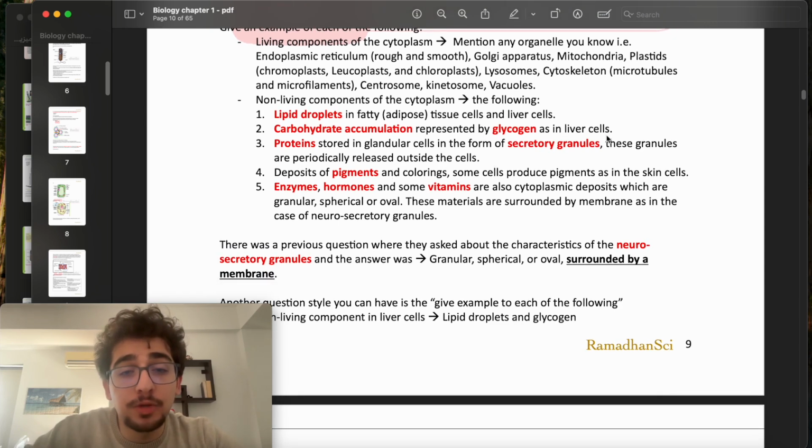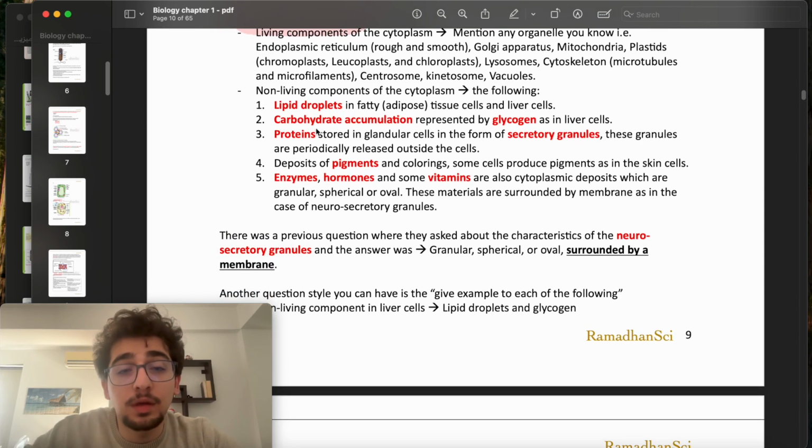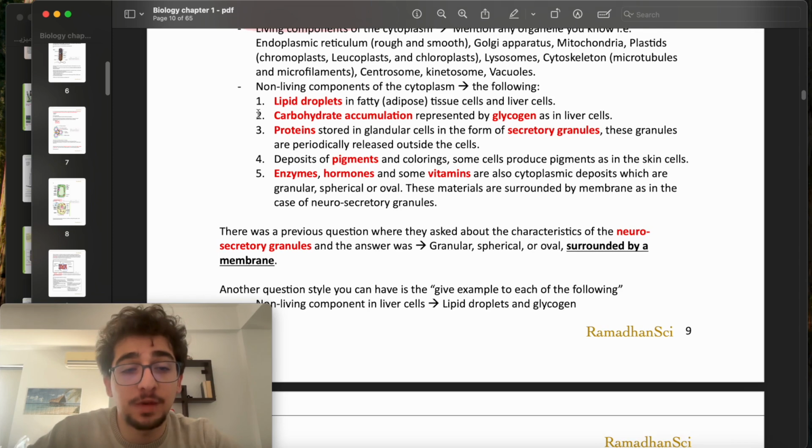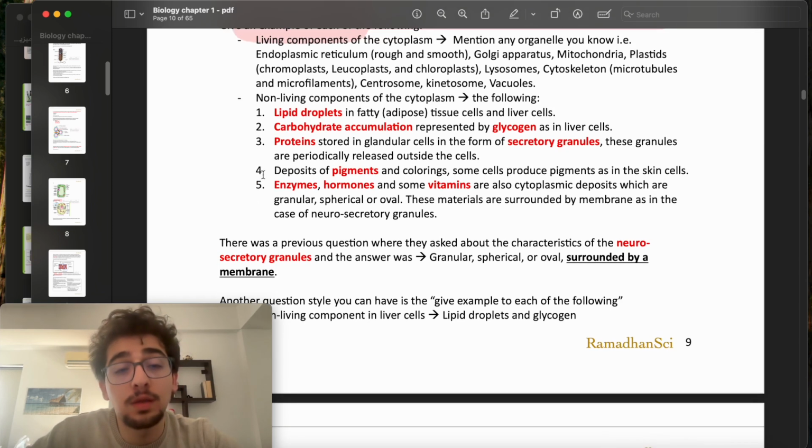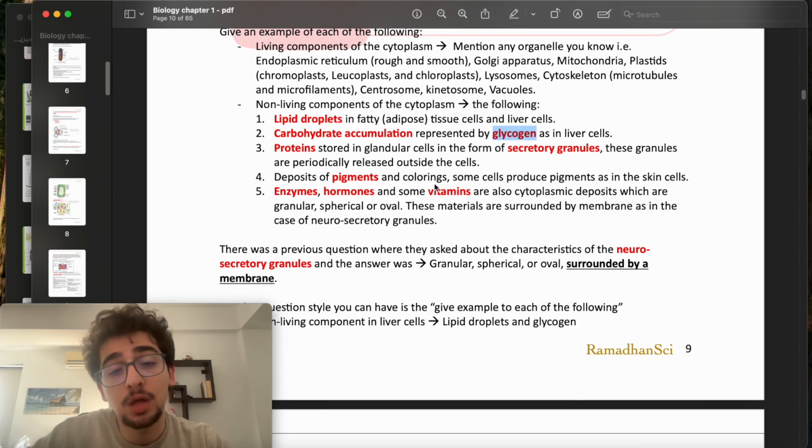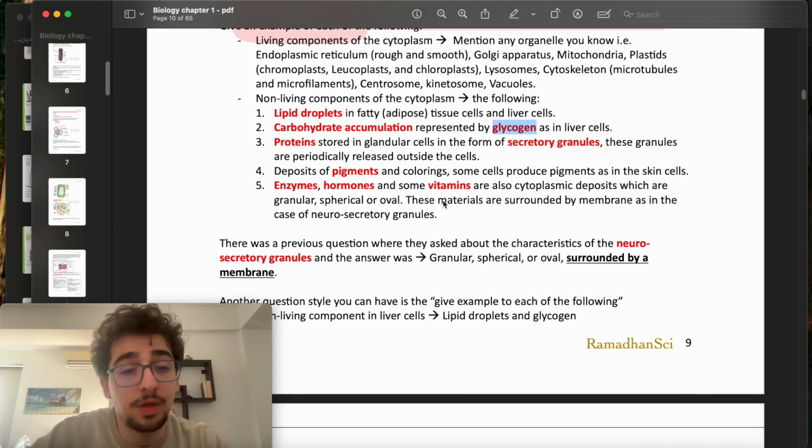For the non-living components, they will either tell you to mention everything you know about it, which are the 5 items here, or they can give you this question style: give an example for each of the following, a non-living component, for example in the liver cell. And the answer will be carbohydrate accumulation, represented by glycogen. Also, a possible question are the blank questions. You want to pay attention to that.